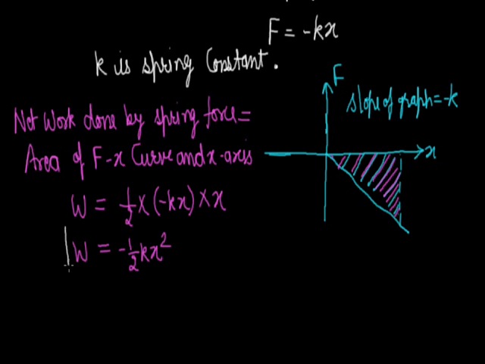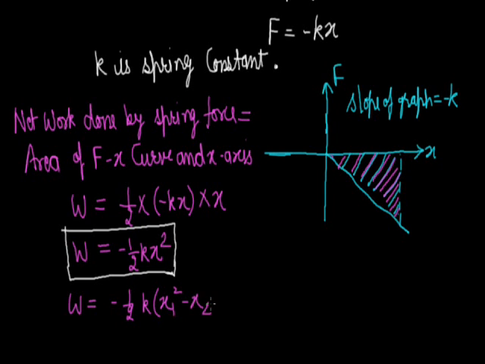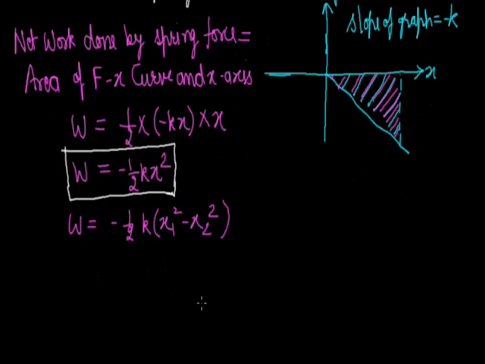So we get here the net work done by a spring force is minus half kx square, and this equation can also be written as W equals minus half k (x1 square minus x2 square). When the spring is displaced from position x1 to x2, then in that case the work done by spring force will be given by this equation.